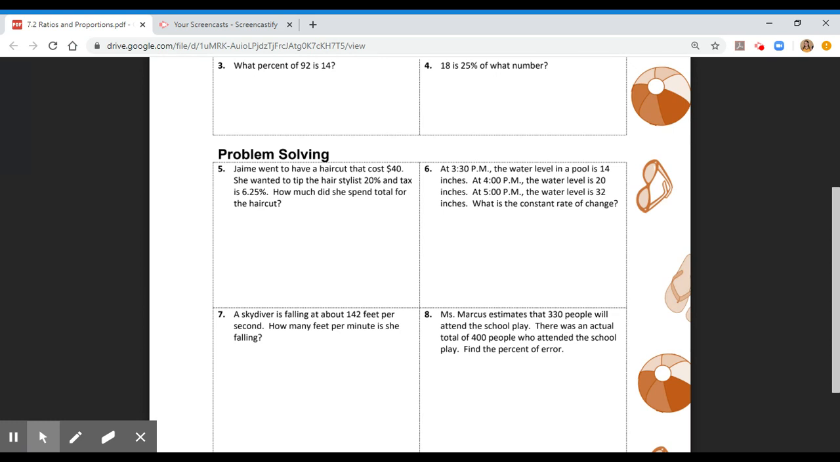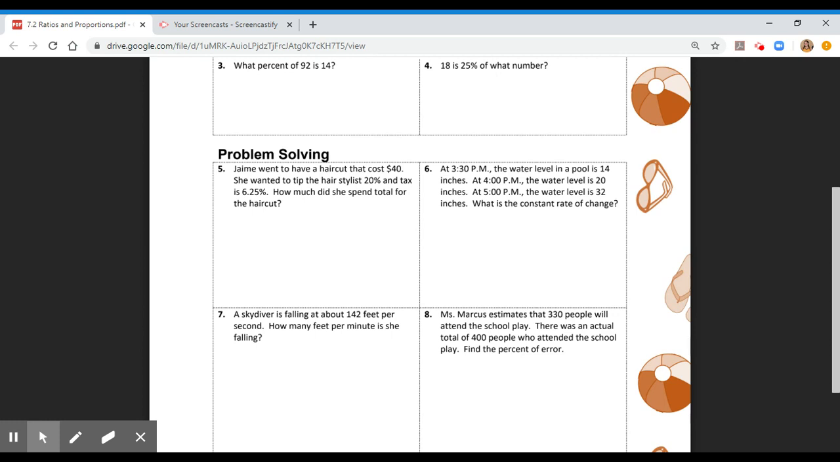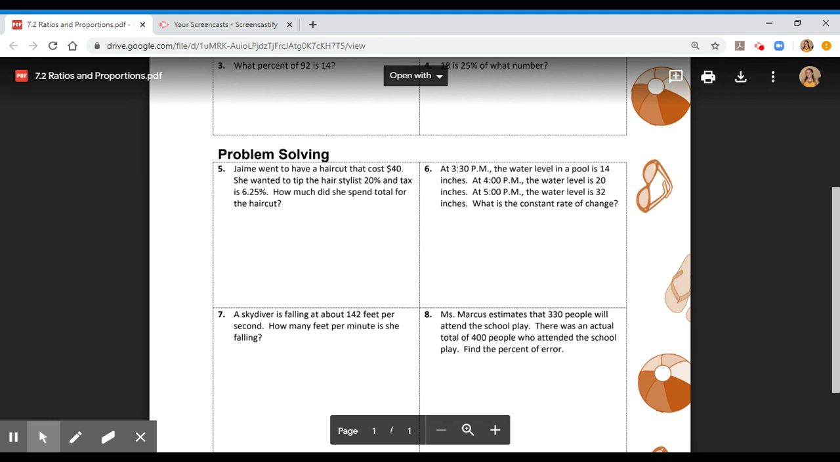So again, you want to think about what makes sense. If she paid $40 and then wants to tip and then there's also tax, it's going to be more than $40. If she's only tipping 20% and that's pretty low for tax, it's not going to suddenly be $100 for that haircut. So you just want to be logical, make sure you read carefully, anticipate an answer, and then solve it.